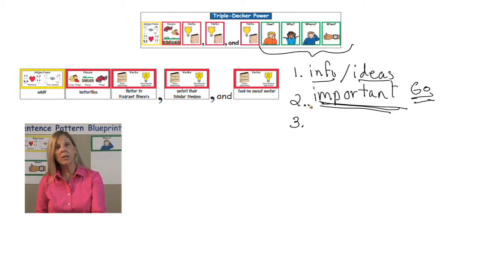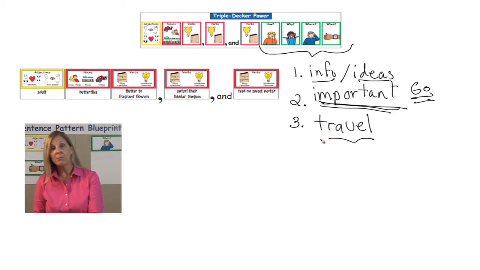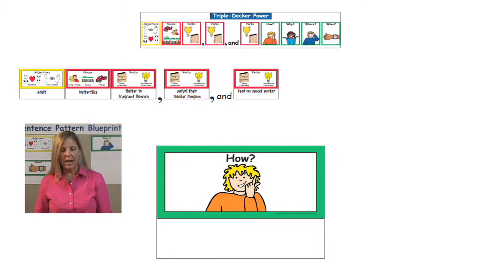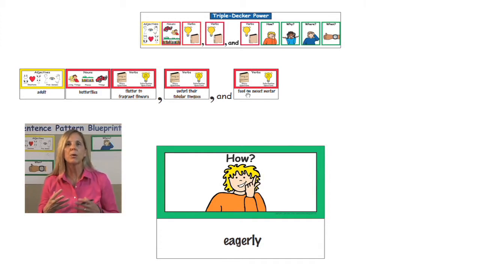Once we decide on the green cards that go in the sentence, have them travel, move in the sentence so that we can create style and variety in our sentence writing. We're going to have how ask the verbs a question. How did the butterflies flutter, unfurl their tongues, and feed on nectar? Eagerly did this, how they were hungry, so of course they were eagerly fluttering around, unfurling their tongues, and feeding on food.